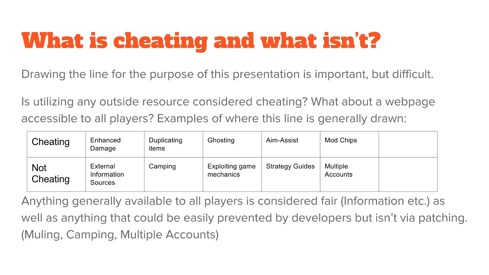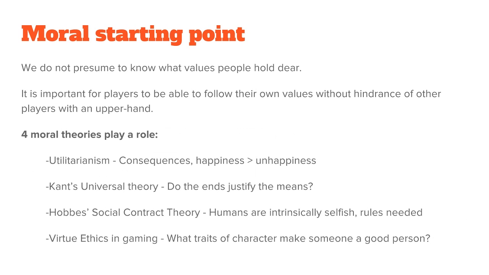So anything generally acceptable to all players is considered fair, like information, as well as anything that could be easily prevented by developers but isn't via patching. So, in assessing where to draw these lines and determining what is cheating and what isn't cheating, we need to go back to our moral starting point.